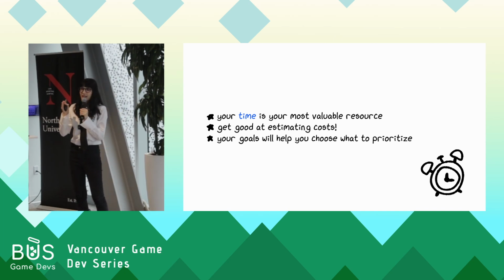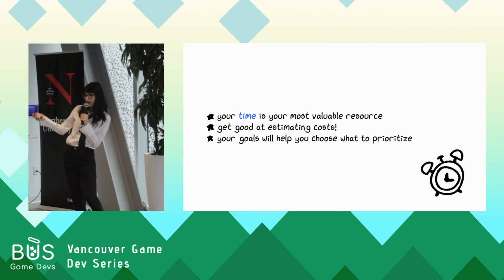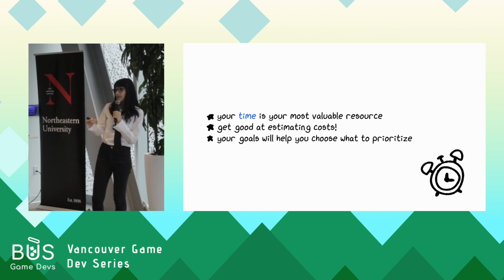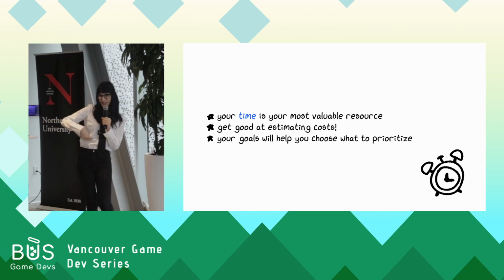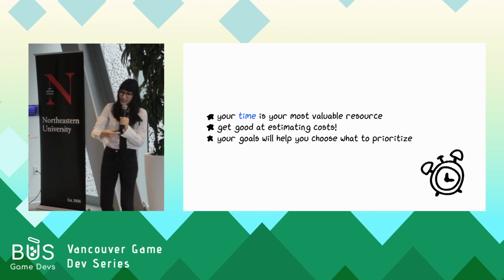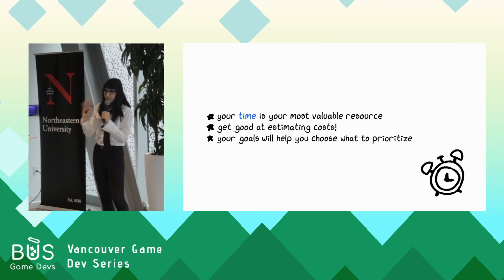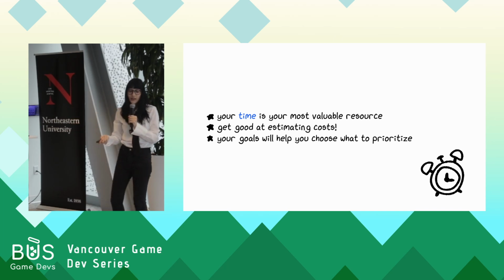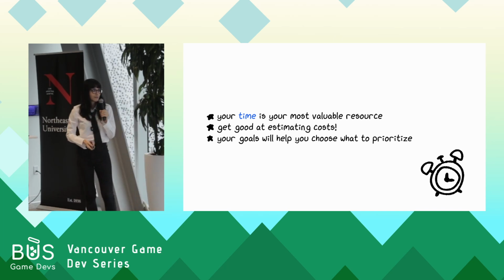So just knowing, for example, if you have some very hard feature, let's say you need to refactor the whole pathfinding system, you can say, oh, that's very hard to do. Or you can just say, oh, that will take me a week and a half. And then you're budgeting your time: okay, do I want to buy one week and a half to do this? Is it worth it? If you get good at estimating costs, that helps you so much. And if you have a goal in mind, that will help you choose what to prioritize and do your trade-offs in a smart way.